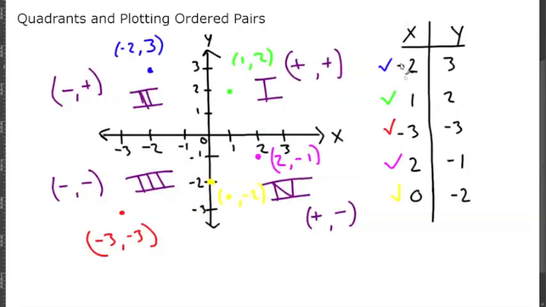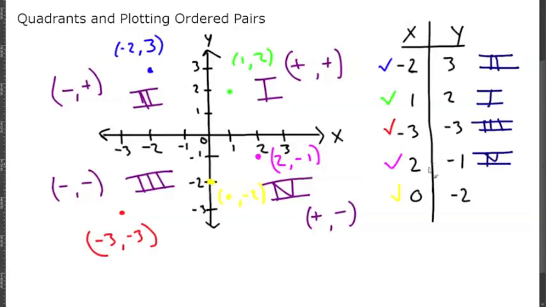So knowing that, looking at the first point, which was the blue point, -2, 3, we have a negative x value and a positive y value, and we can see on our graph that that lies in quadrant 2. So we'll just write a 2 next to that. The green coordinate, we can see that it lies in quadrant 1. The red coordinate, both have negatives, so that's going to be quadrant 3. The purple has a positive x and a negative y, and we can see that that lies in quadrant 4.